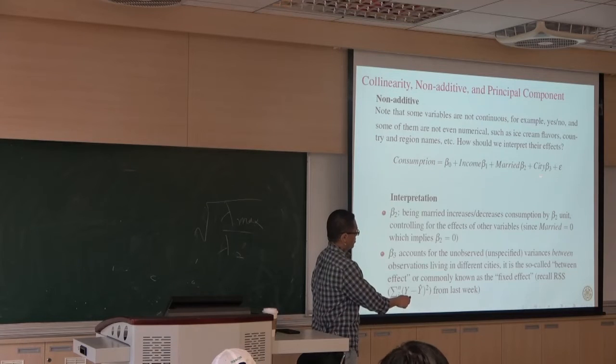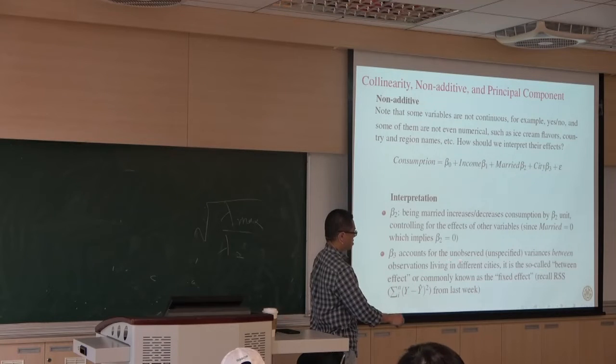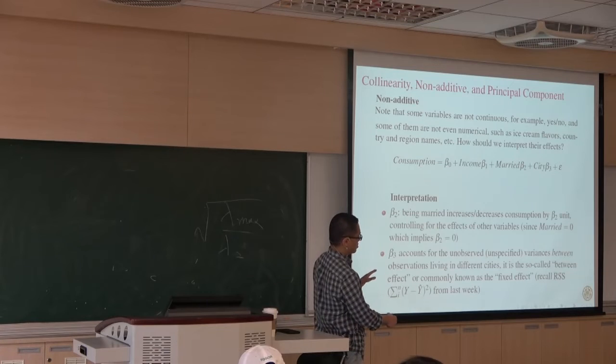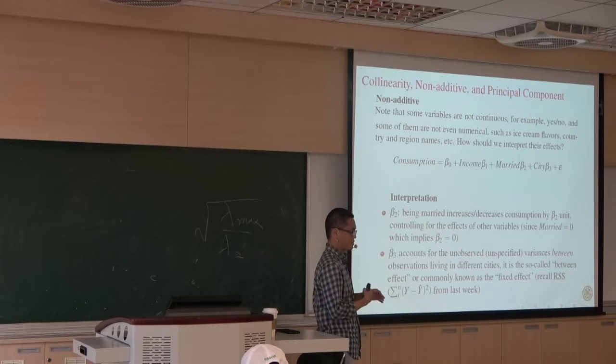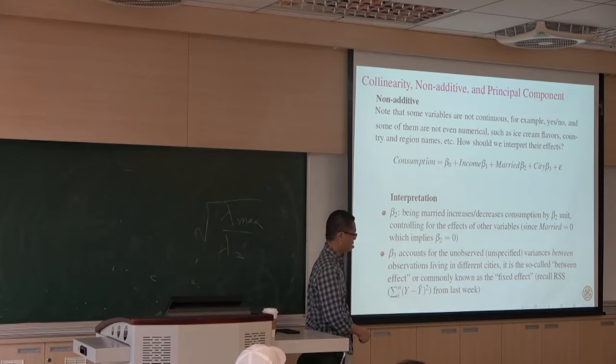Well, so what about beta 3? It's not something that is measurable. You can say it accounts for the unobserved variance between observations living in different cities. So that's why you should go between, accounting for this unobserved variance, because it's really hard to measure how much of the variance should be attributed to living in a certain country. We usually call it a between factor, or fixed factor.